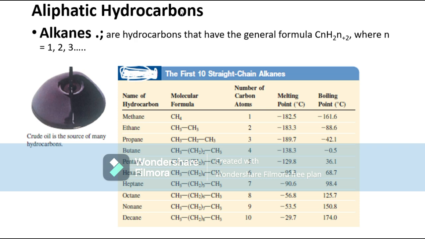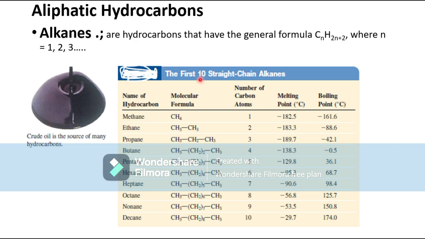Alkanes are hydrocarbons that have the general formula CnH2n+2. So alkane contains the CnH2n+2 general formula, where n represents 1, 2, or 3, the number of carbon.